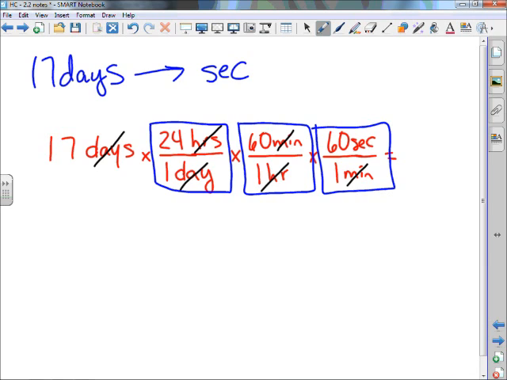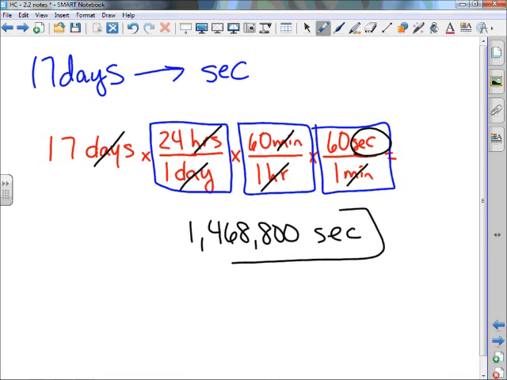So when we do the calculation, first of all, to get the numeric value, our answer is 1,468,800 is our value. And our units are whatever unit has not been canceled out. Seconds. So there is our final answer given that problem. Again, do we have to do it for days and minutes and seconds? No, but we're getting into the correct habit for it.